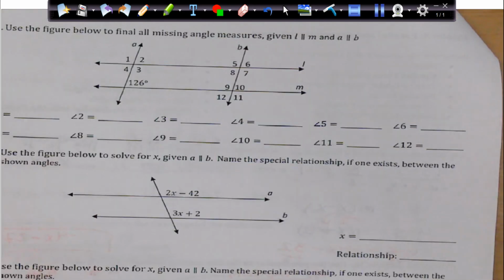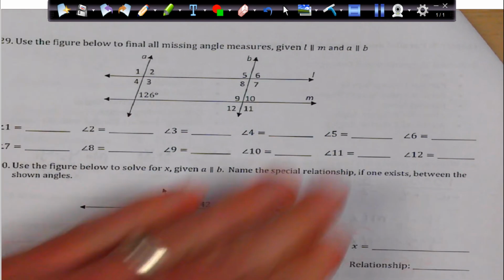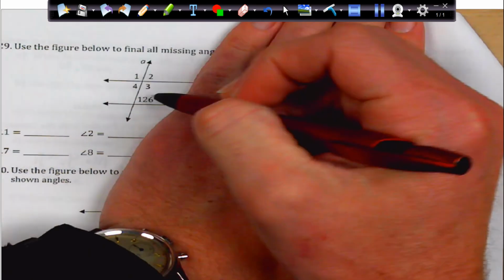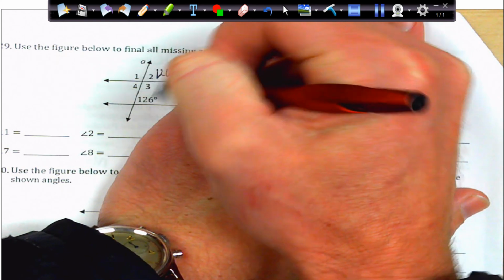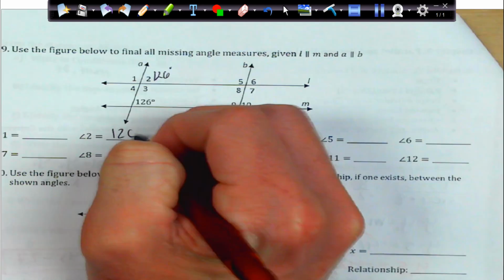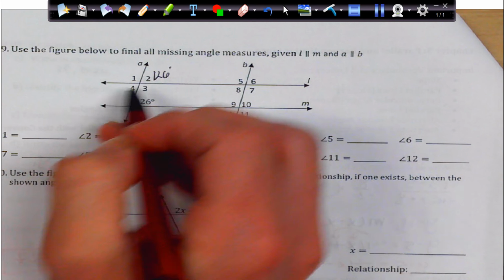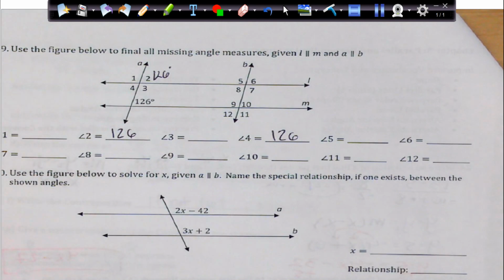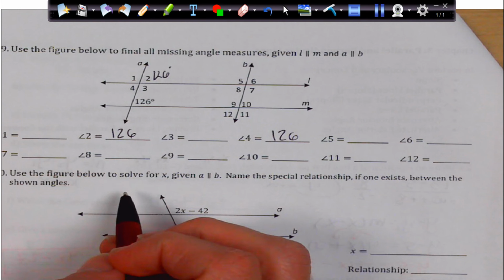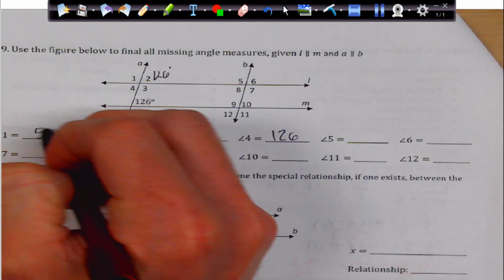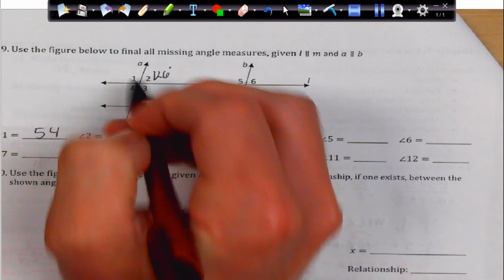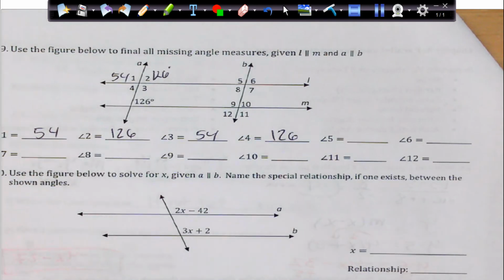Use the figure to find the missing angle measures, given L is parallel to M and A is parallel to B. So 126, basically, I just go one thing at a time. Here, I see 126 and angle 2, those are corresponding, so they're going to be congruent. So angle 2 is 126. And then to find the rest of these is really easy, because 4 is vertical, that's 126. And then 1 and 3 are supplementary to 2. So we just have to say what plus 126 equals 180. That's going to be 54 and 54. And I'll just put 1 in for now. It gets a little messy when you plug them all in.